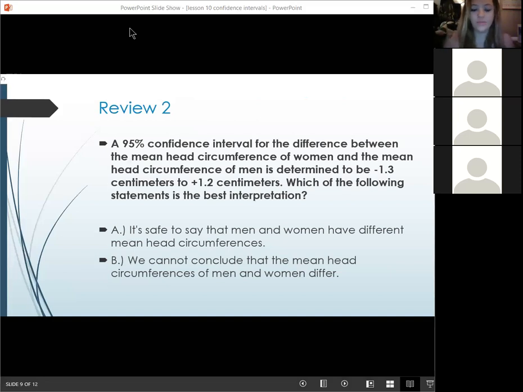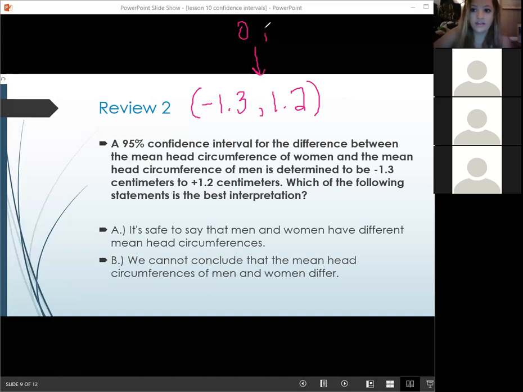Okay, great job. Be confident in your answer. No question marks. Good job. In this case, this is our 95% confidence interval: negative 1.3 to positive 1.2. Remember, to find statistical significance, one way we can look at it is to see if 0 is contained in the confidence interval. In this case, 0 is contained in the confidence interval.